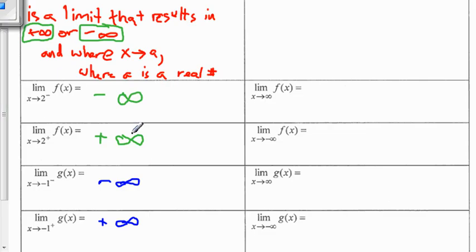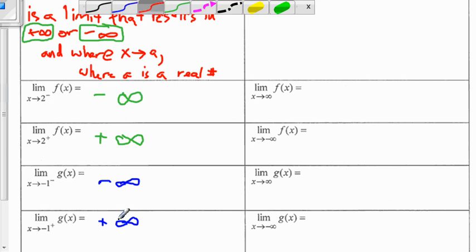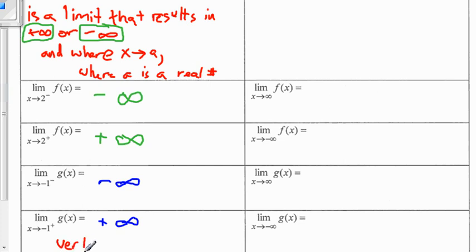So as these one-sided limits approach negative infinity and positive infinity, what does this represent in the graph? This represents a vertical asymptote. And those are infinite limits.